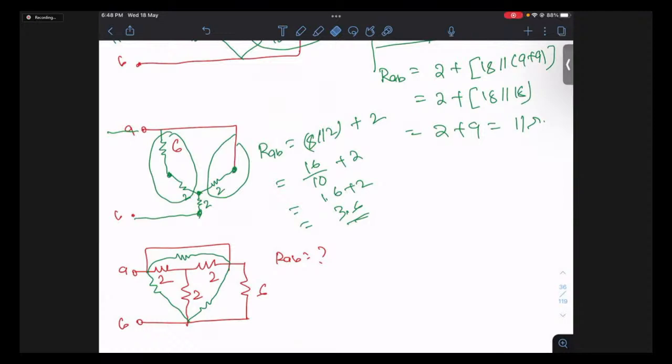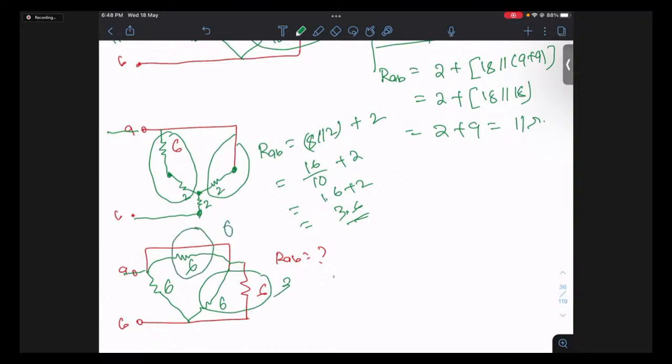Okay. So all elements of the star are the same. So I can have the delta. Okay. So this is 6, 6, and 6. 6 parallel 6 is 3. 6 parallel with 0 is 0.